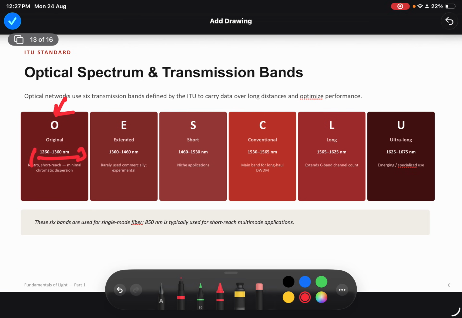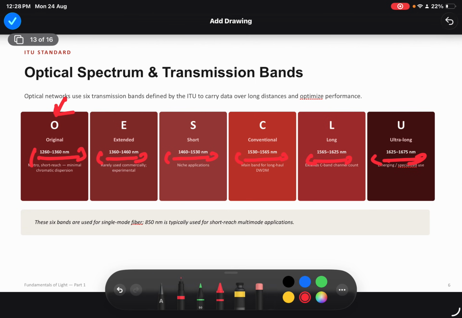Then we have the extended band, that is 1360 nanometers to 1460 nanometers. Then we have the short band, that is 1460 nanometers to 1530 nanometers. Then we have the conventional band, that is the C band, 1530 nanometers to 1565 nanometers. Then we have the long band, 1565 to 1625 nanometers. Then we have the ultra long band or U band, from 1625 nanometers to 1675 nanometers.